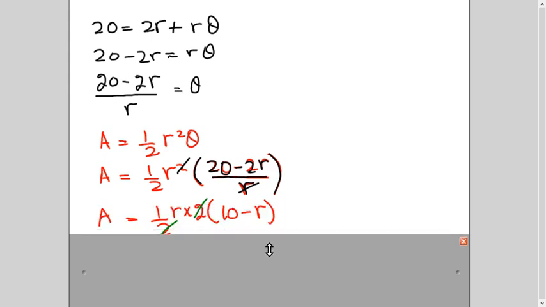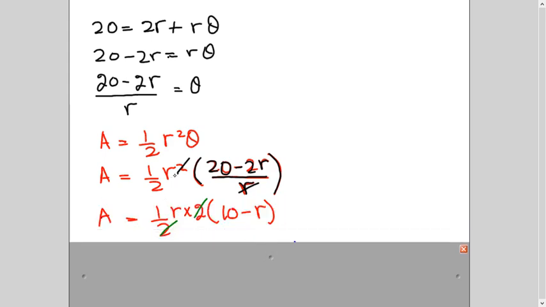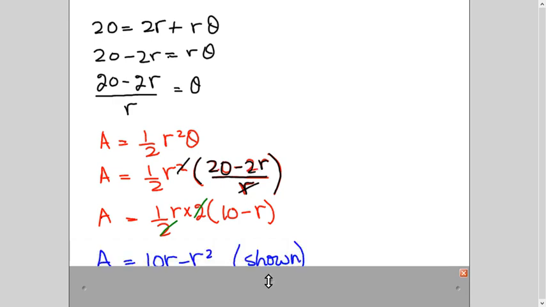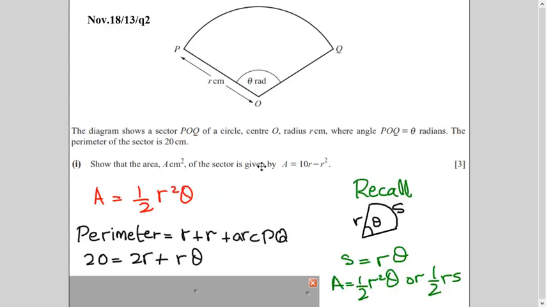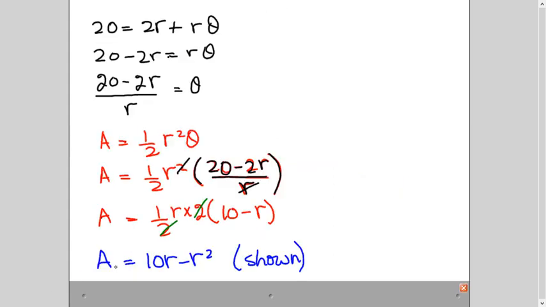So it will become half times r, and I have taken 2 common out from 20 and 2. You know why? Because there is 1 2 here, so I thought of cancelling it out. So that's why I have written 2 outside, and inside I'm left with 10 minus r. So this will give me A is equals to r multiplied by 10 is 10r minus r square. r multiplied by r is minus r square. So this is what you had to show, right? This is what the question was saying. Show that the area is this. So we have shown that area is 10r minus r square.